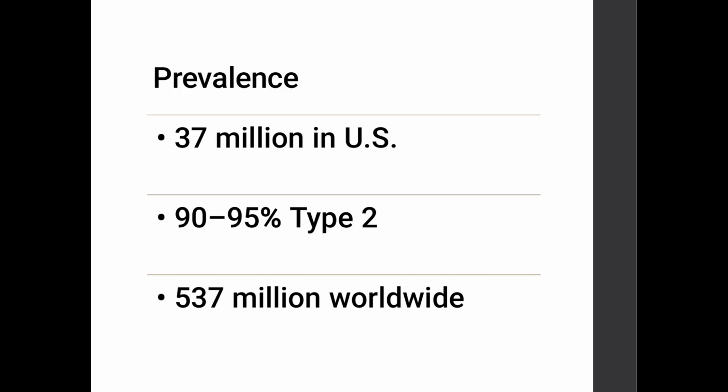The prevalence of diabetes is increasing worldwide. It's around 537 million, and yes, we have treatment for diabetes, but every time it's increasing. So this is an epidemiological problem, and we need to control it, not only by treating the condition, but even preventing the condition from happening in the first place. So it's important to know about the disease.